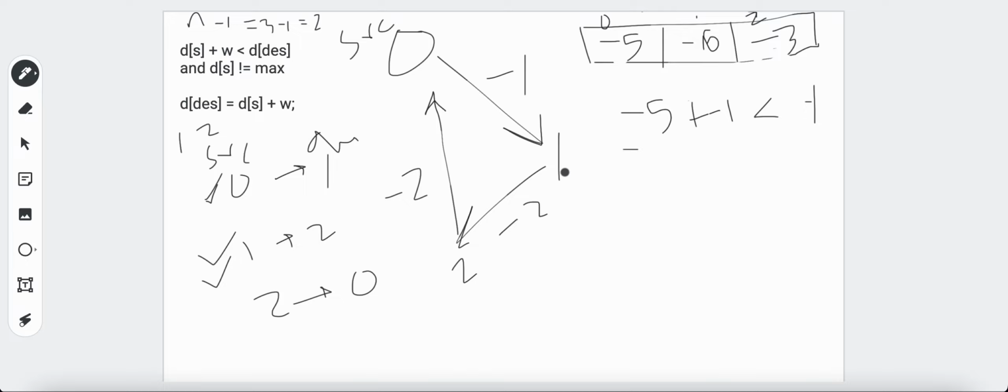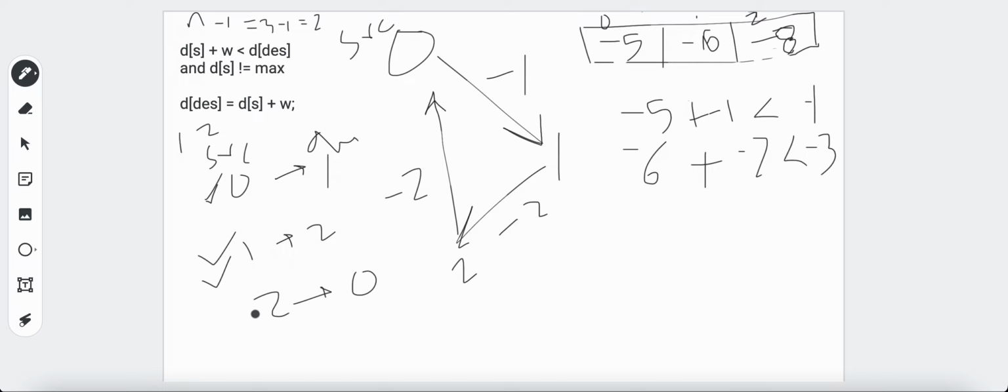Now we are moving to this one, from 1 to 2. So source is 1, destination is 2. What is the distance of 1? The distance of 1 is minus 6, since it got updated. So minus 6 plus the weight, minus 2. Is minus 8 less than minus 3? Sure, yes. So this value will be updated to minus 8.